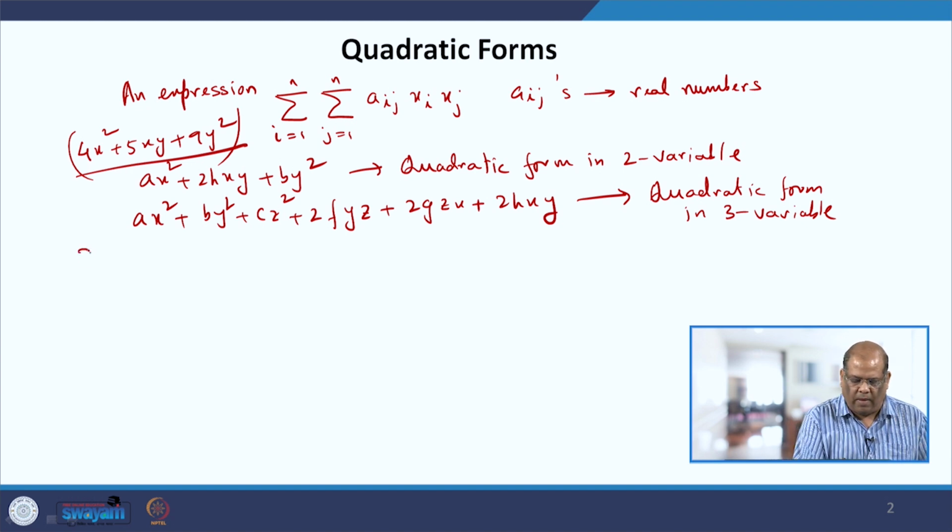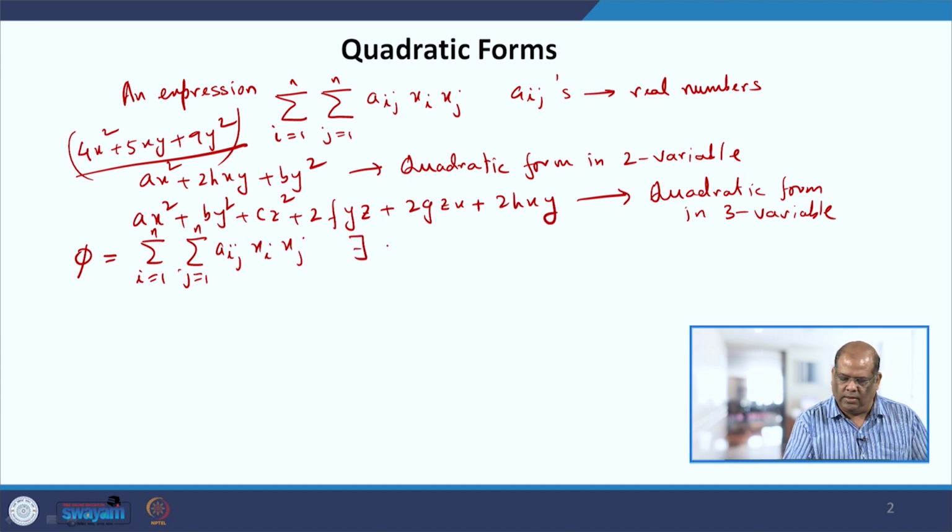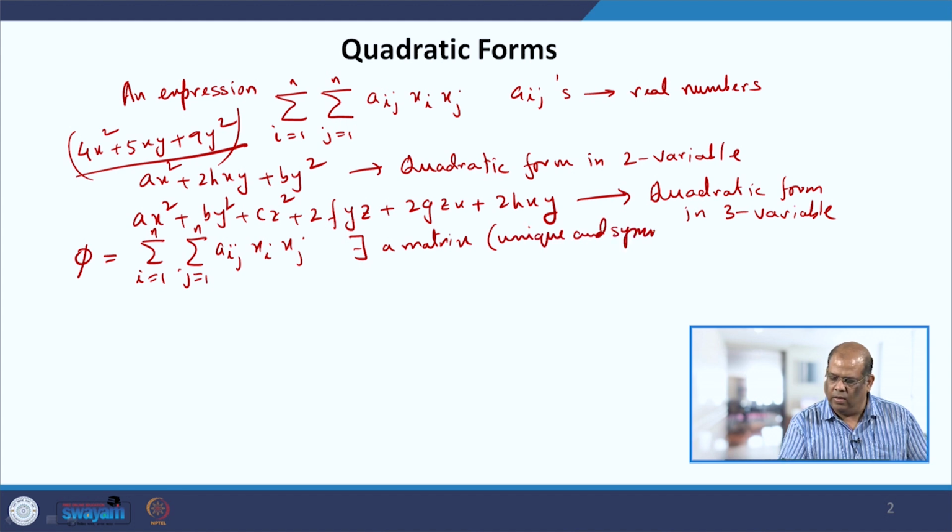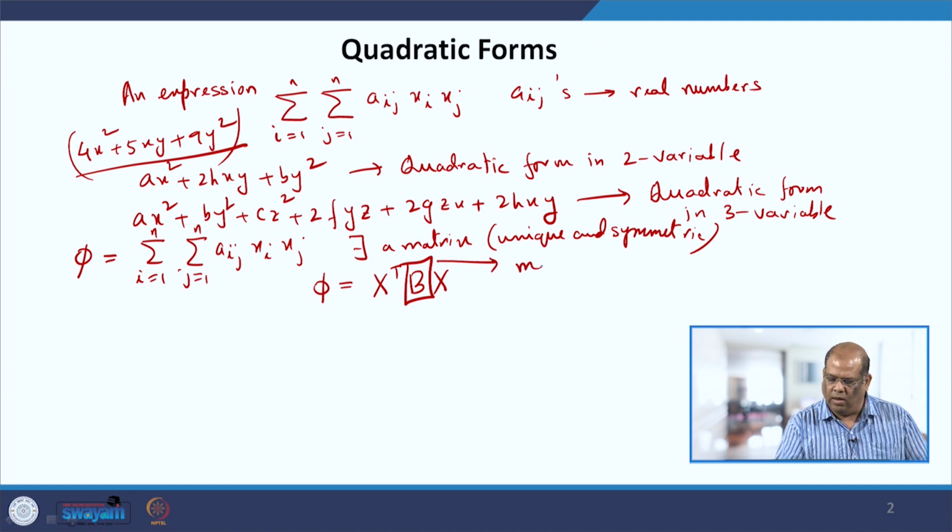If I denote this by phi, which is equal to summation i equal to 1 to n, j equal to 1 to n, aij xi xj, then there exists a unique symmetric matrix b such that phi can be written as x transpose b x, where b is this unique symmetric matrix, and we say b is the matrix of the quadratic form.